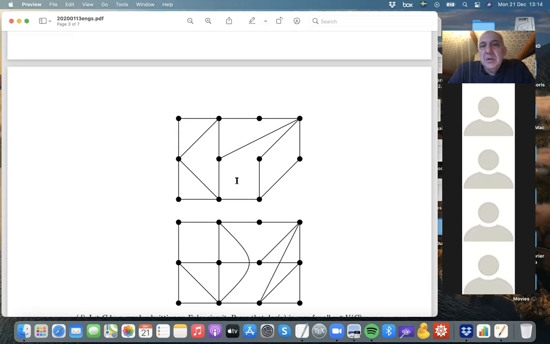I mentioned that the result by Euler says that a graph has an Euler cycle if and only if it's connected, of course, and every vertex has to have even degree. If we look at the top graph, we check: degree 4, degree 2, degree 4, degree 2, degree 4, degree 2, degree 4. This has degree 3. Okay, not good. This has degree 3, degree 2, degree 2.